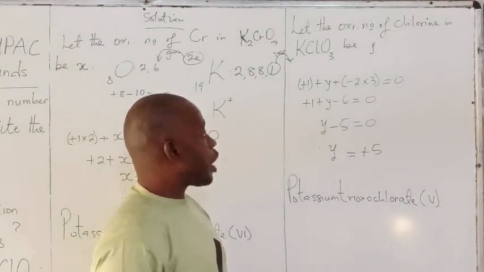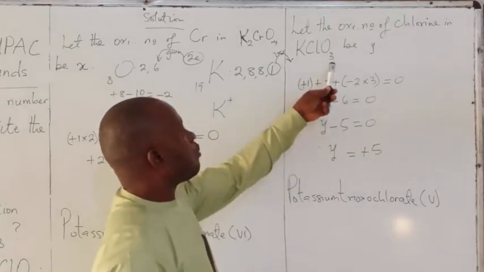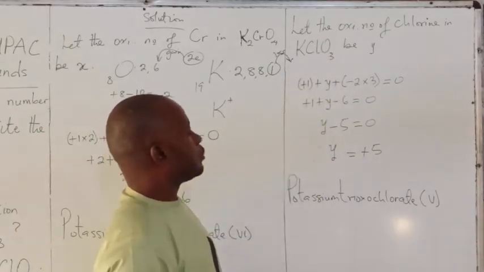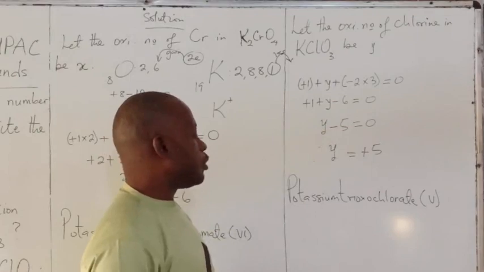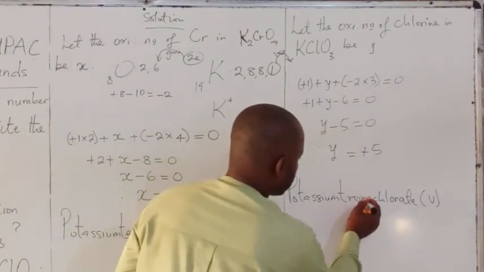Do you know why we say trioxo? Because there are 3 atoms of oxygen. Do you understand? Do you have any question to ask?